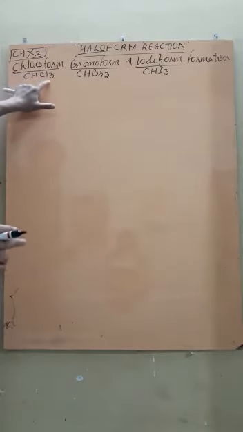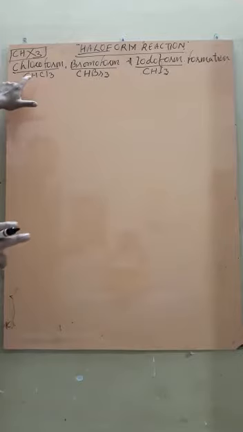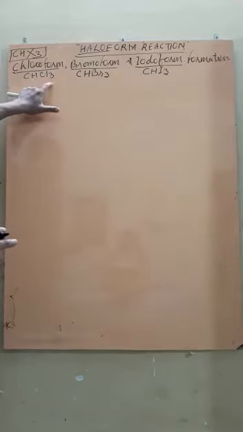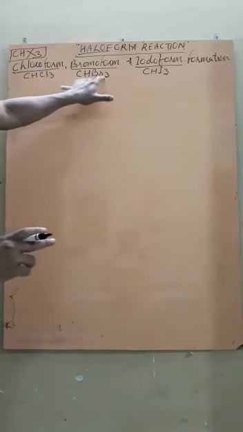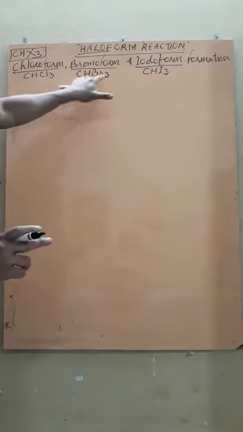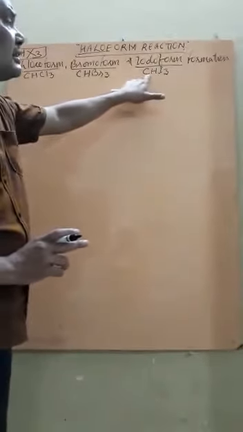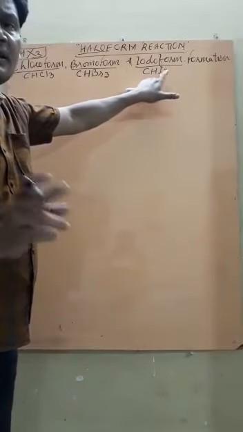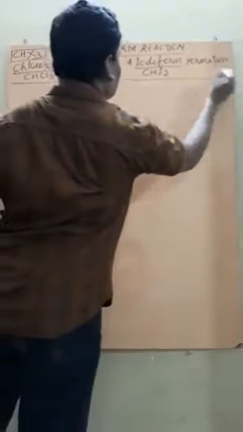Remember, most of the time students make mistakes in writing the formula of the compound. They used to write CH3Cl, but no, you have to write CHCl3. CHBr3, not CH3Br. And CHI3, this is I, not L. CHI3, not CH3I. So, very first, what is the haloform reaction?